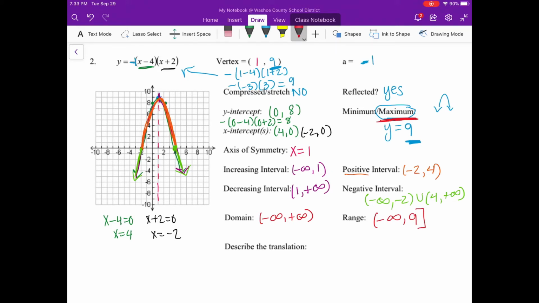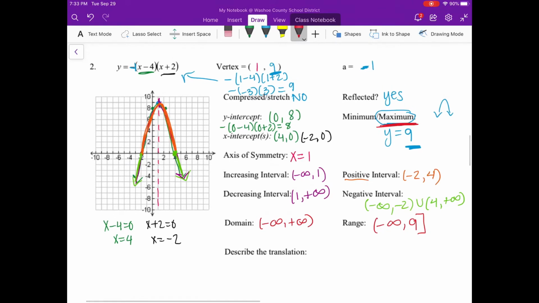And lastly is describing this translation. So use your vertex and your a value to talk about what happens to this graph in comparison to the parent function of just x squared. So this graph translated right 1. It also translated up 9. And it is reflected across the x-axis. So this graph is doing all those things in comparison to the parent function of x squared.